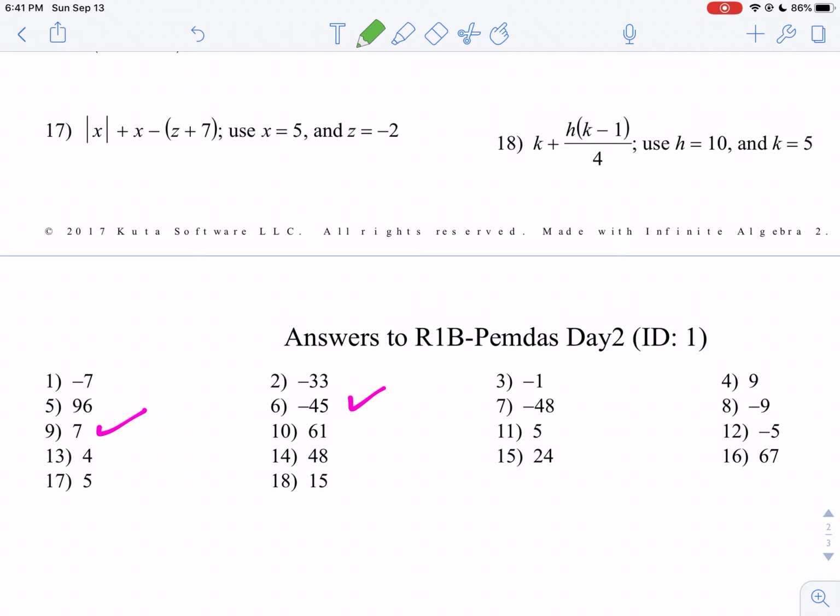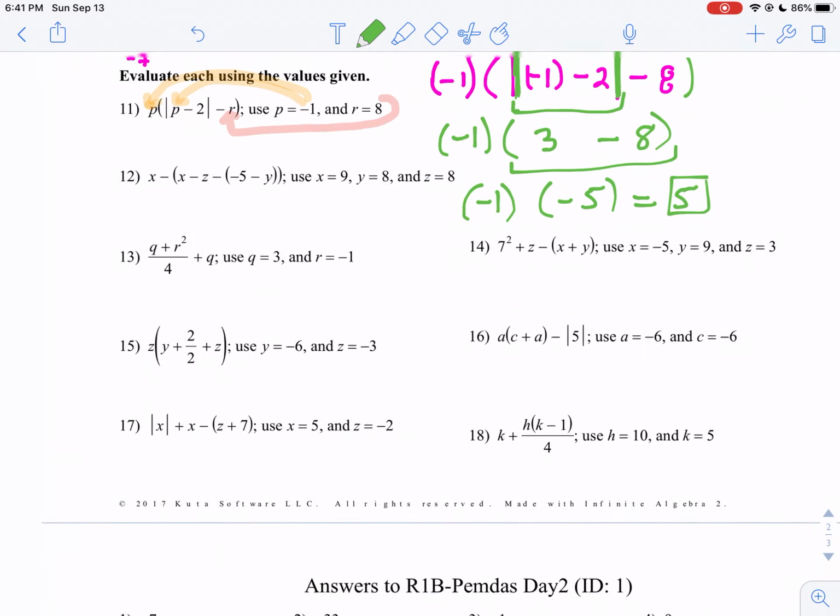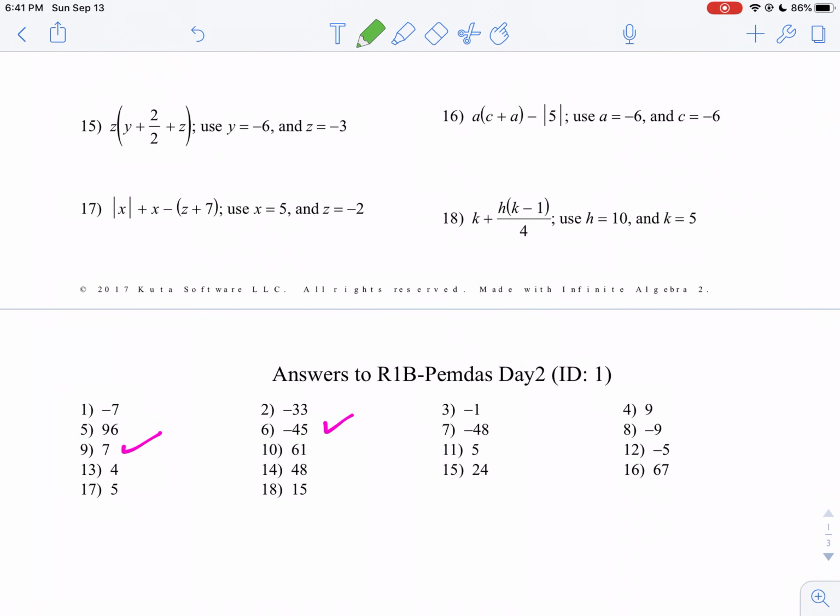Ooh, no, it should be +5. Yep, so +5, so it is good. Okay? Okay, let's do another one.